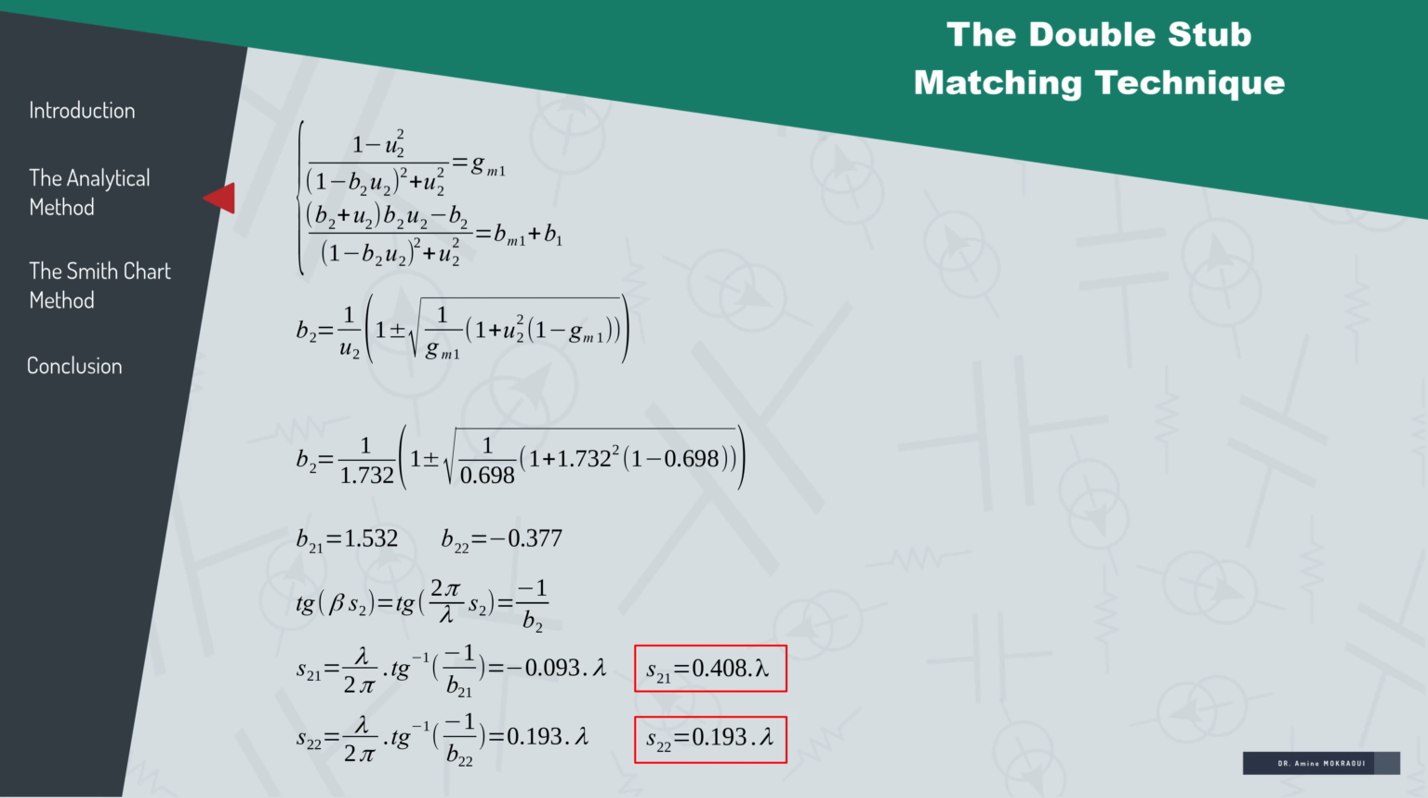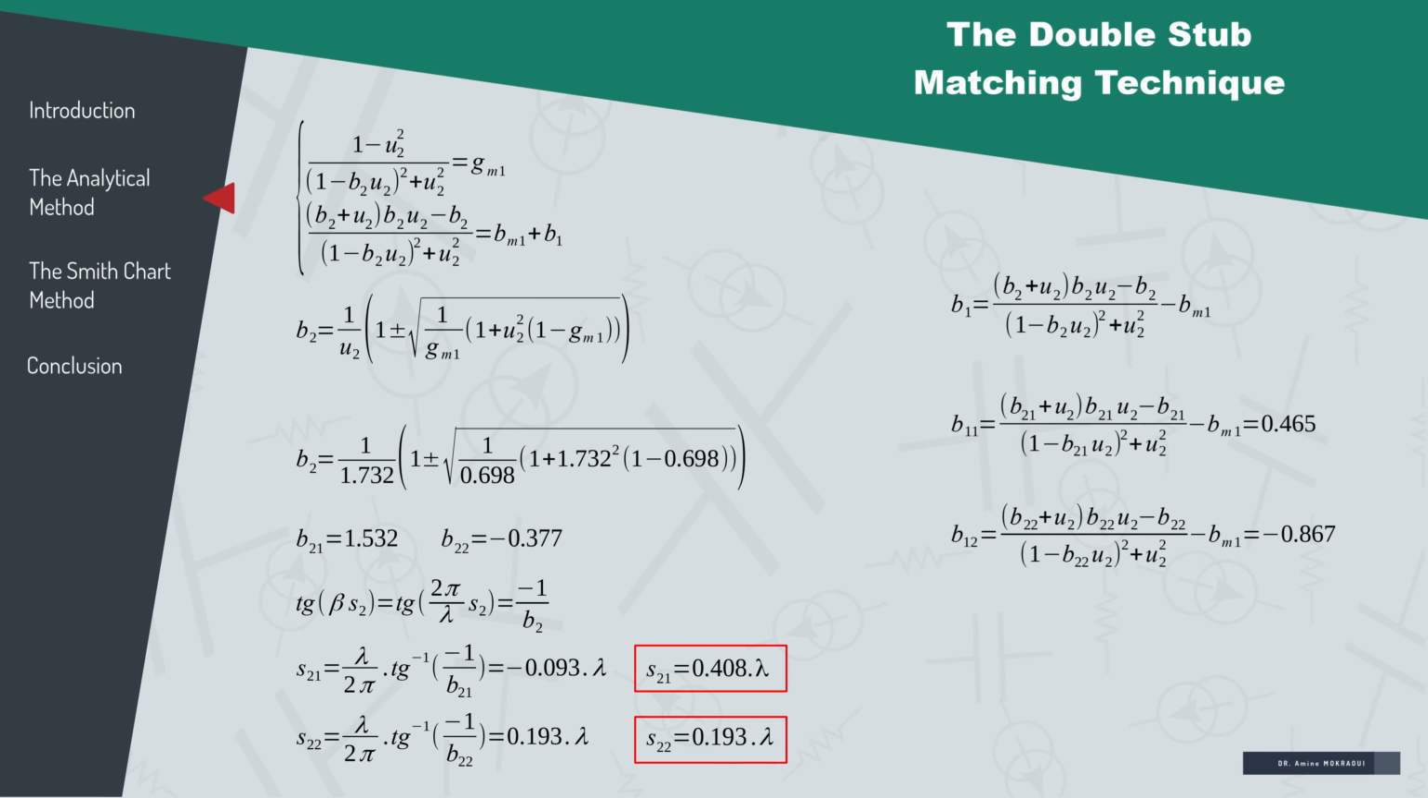Knowing the susceptance of the second stub, it's now possible to find the susceptance of the first stub. Recalling the second equation of the set, we get the expression of B1. For each solution B21 and B22, we evaluate the corresponding solution B11 and B12. We find in this example B11 equal 0.565 and B12 equal minus 0.867.